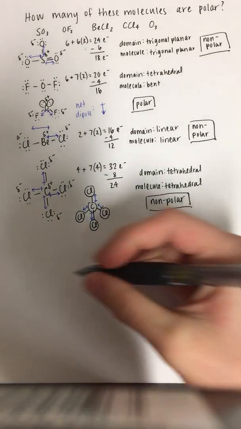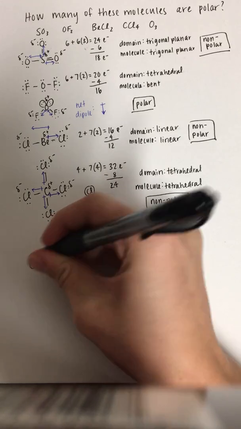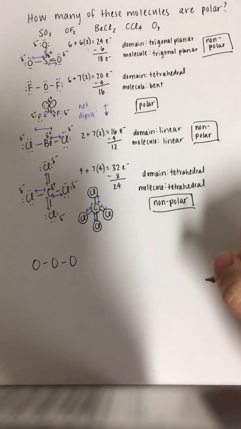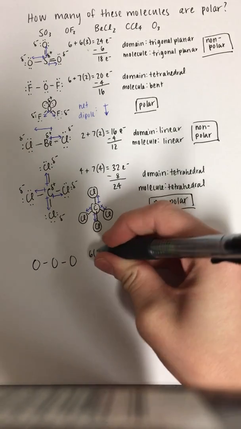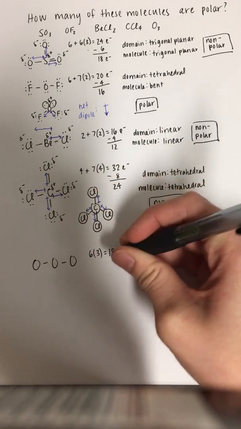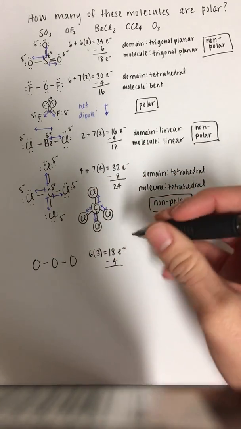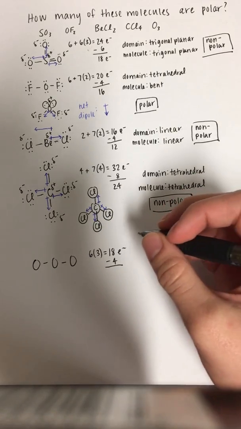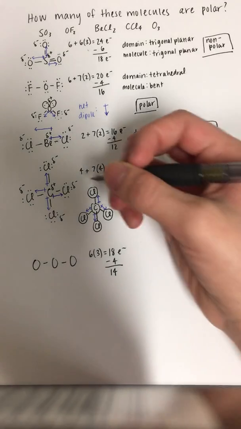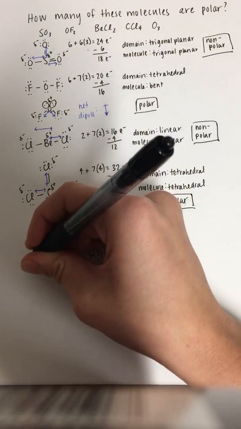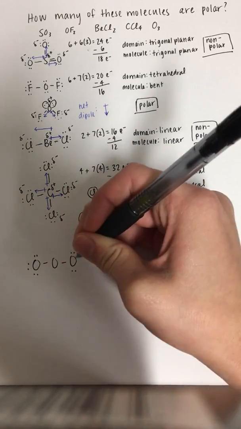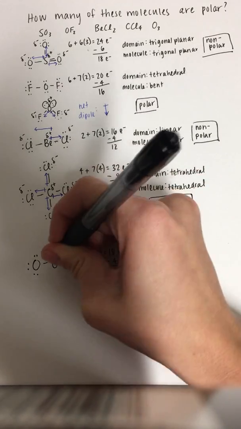And last we have ozone, O3. And we know that each O atom has 6 valence electrons, which gives us a total of 18. And we have 2, 4 from the bonds. So this gives us 14 electrons that we are going to use to create the Lewis structure. 2, 4, 6, 8, 10, 12, 14.